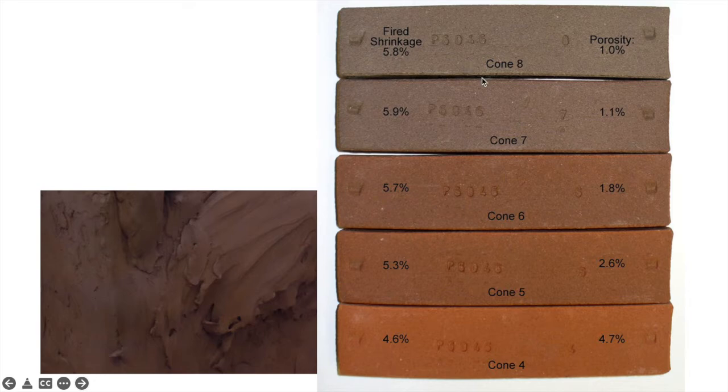You can also see porosity here, how porous or absorbent it is. It's going to be increasingly less porous as you fire it hotter, as it gets closer and closer to being vitrified. And then it's going to shrink. The shrinkage rate goes up because it's shrinking.